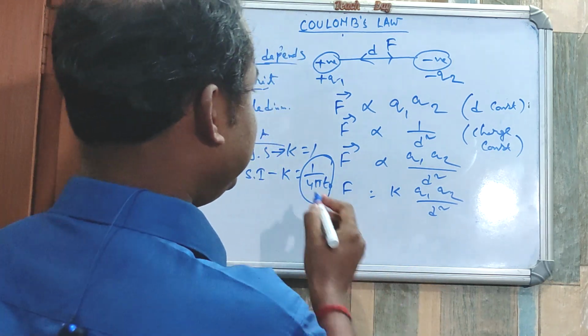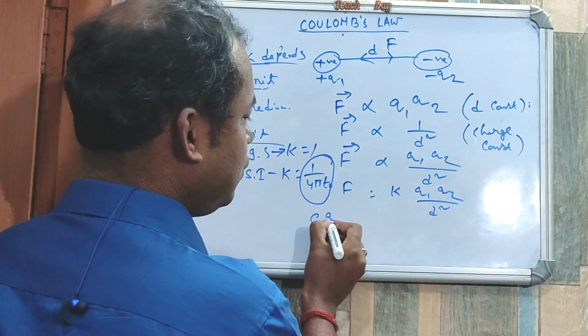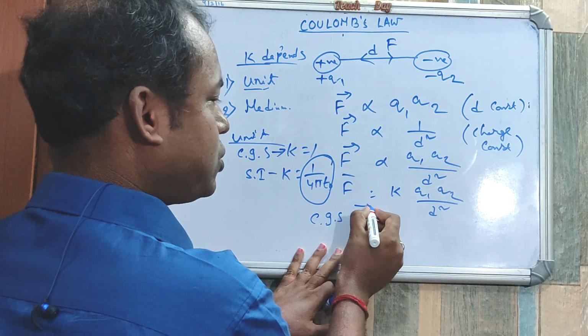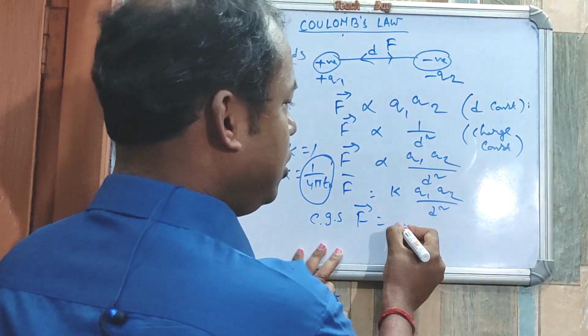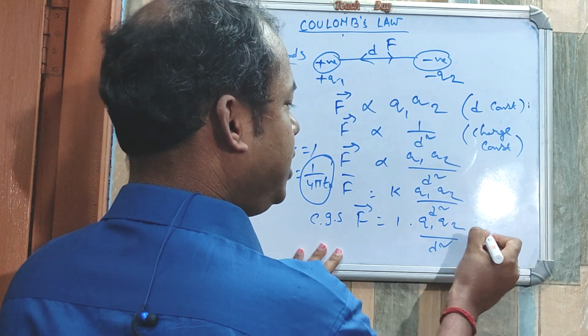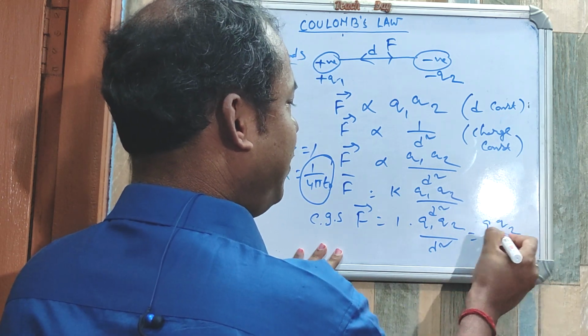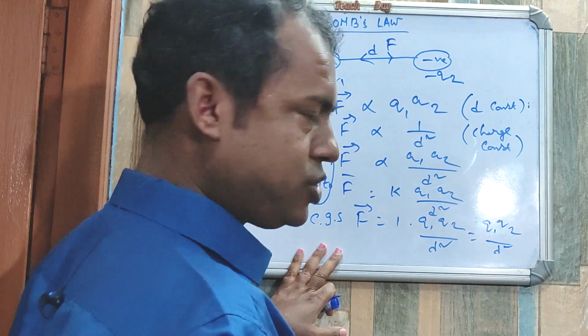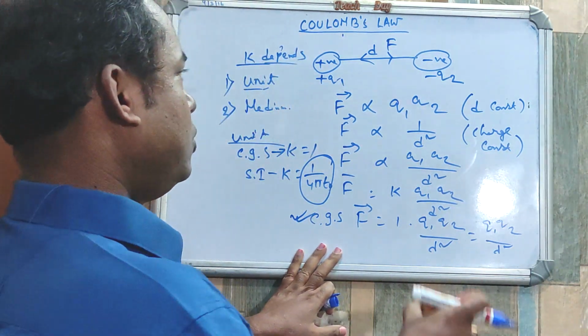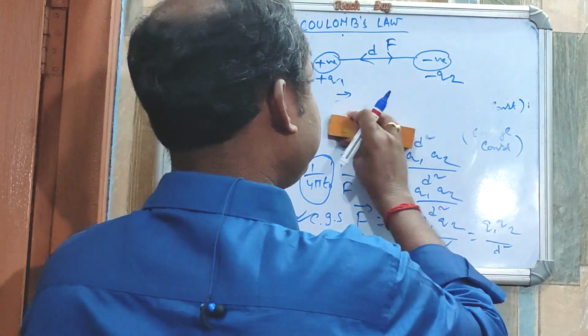If I write here for the CGS, we generally write F, the force, equals K, where K equals 1, so 1 into Q1 Q2 by d square. So Q1 Q2 by d square. Clear? This one is the CGS. Take a screenshot. Now we move to the next one, that is the SI system.